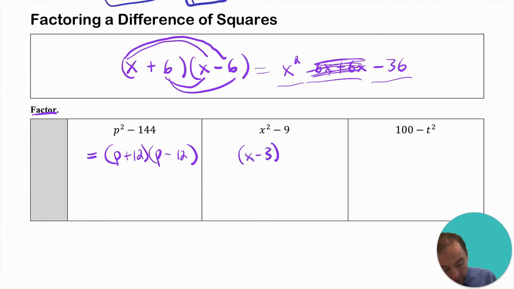You're going to have x minus 3 and x plus 3, since 3 times negative 3 will give you the negative 9. And of course, you eliminate the middle terms by combining negative 3x with positive 3x.